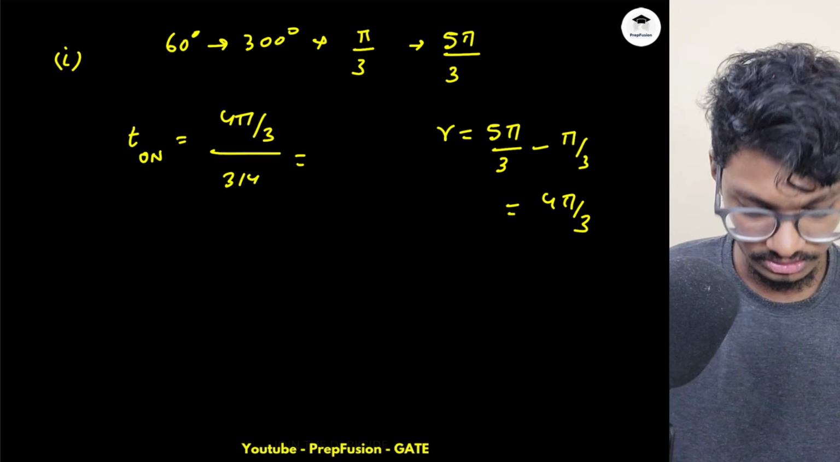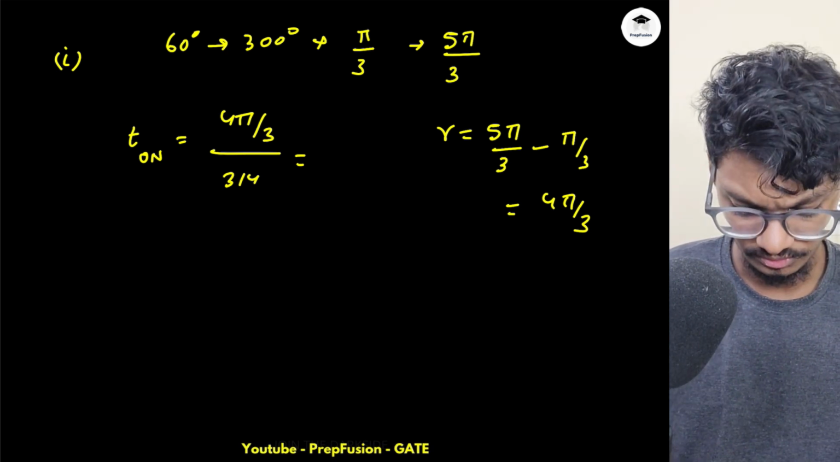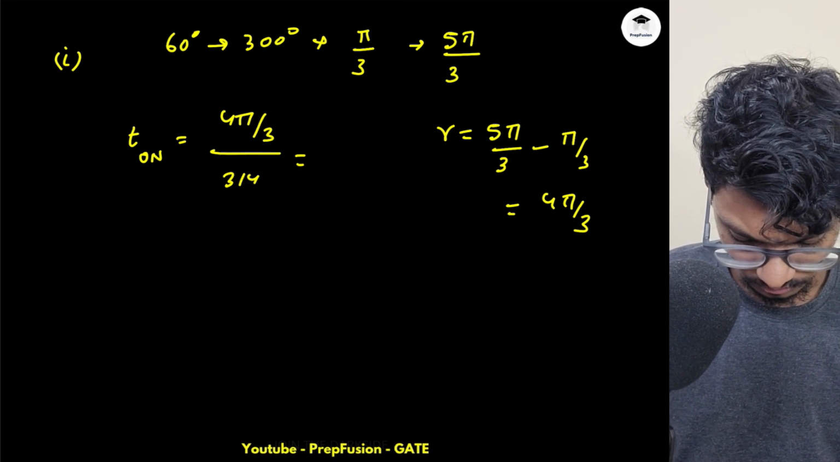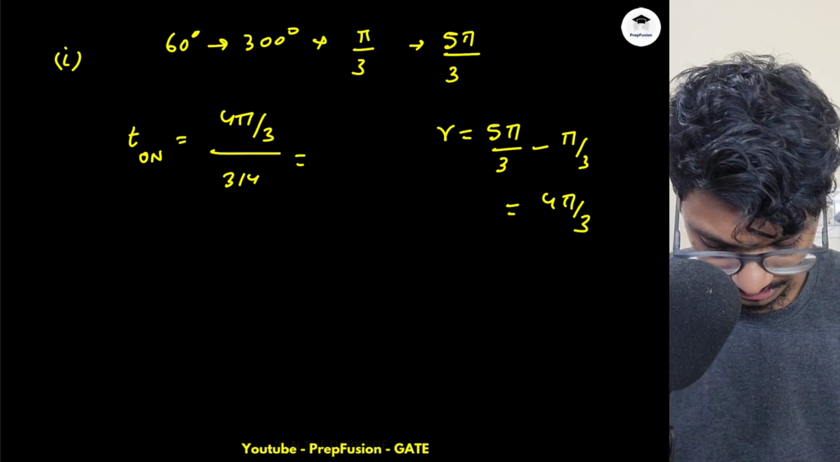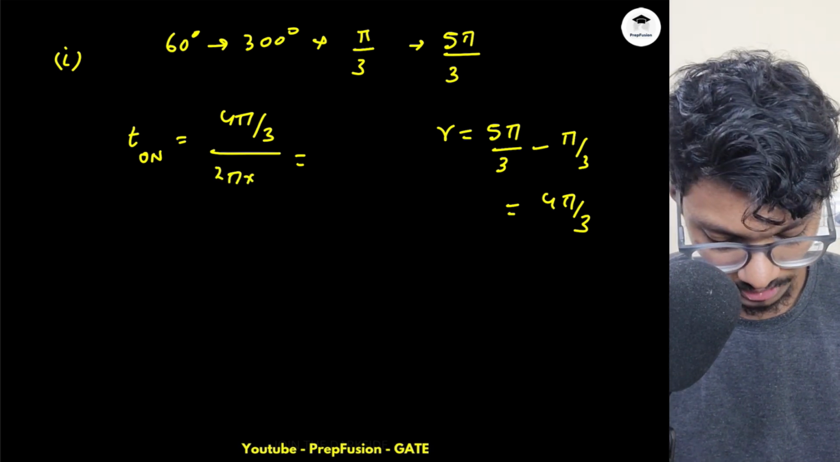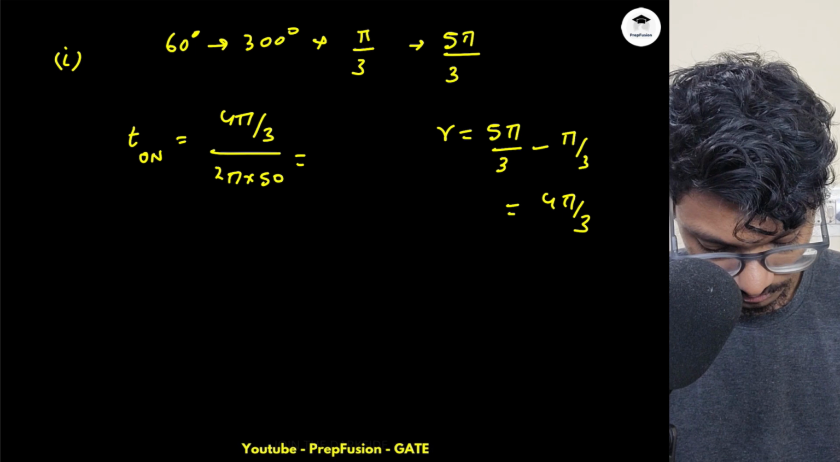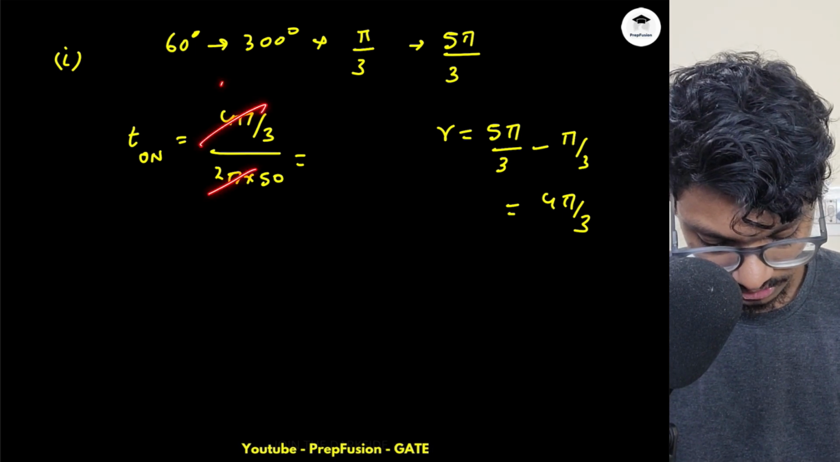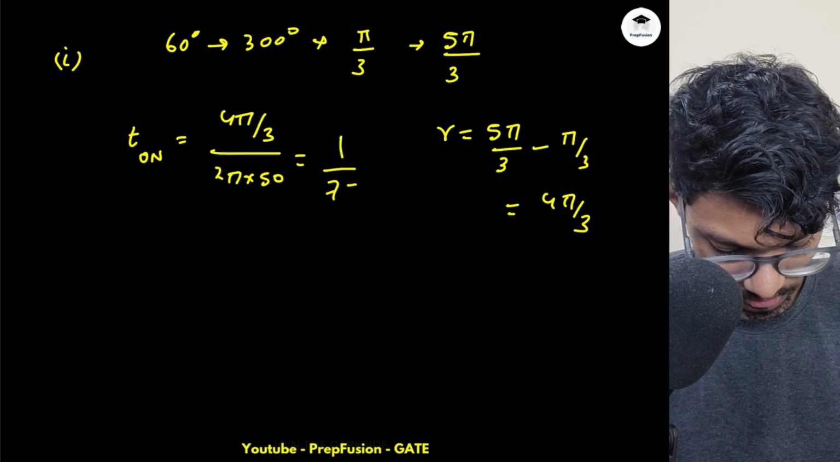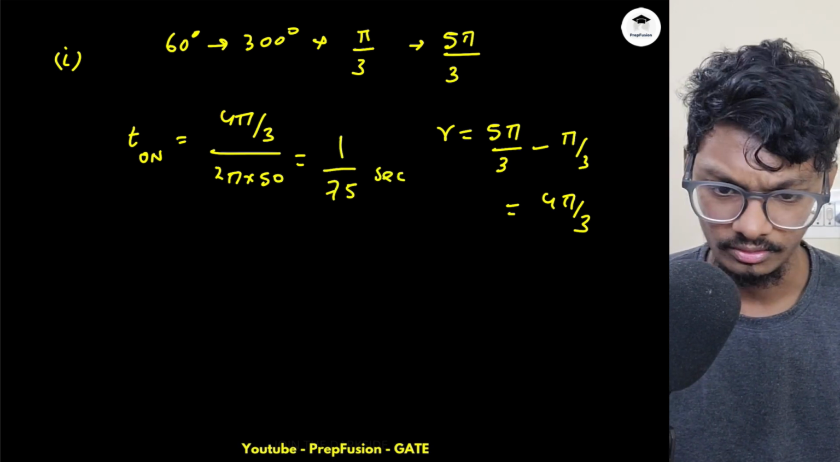So if you just compute, I can write this like this. So omega is 2 pi f, right? It is 50 Hz, so this will be 2 pi into 50. So this will get cancelled. This will be 2 and this will get 25. So this will be 1 by 75. Okay, this will be 1 by 75, and you can compute in the calculator whatever this will be.